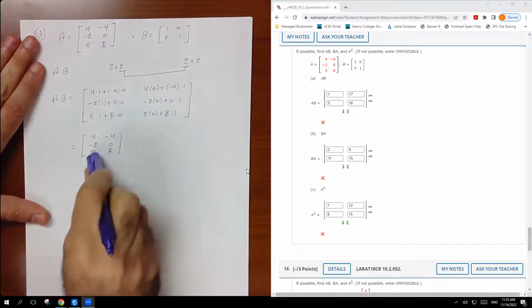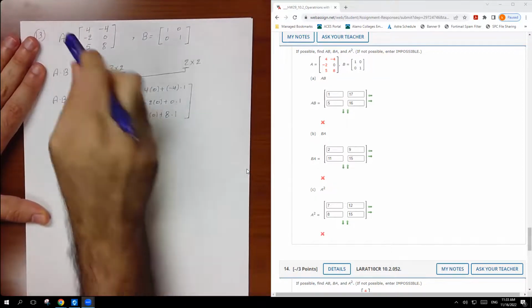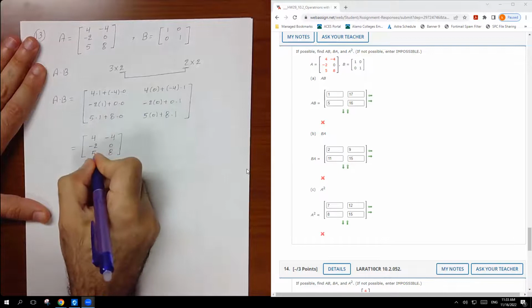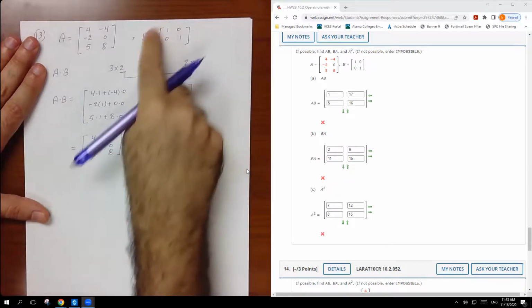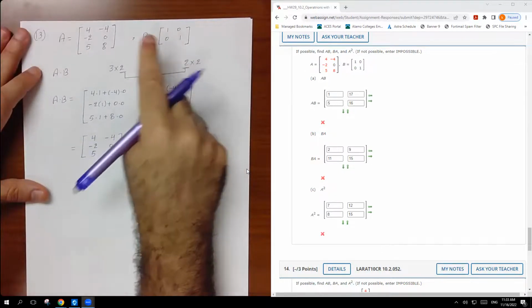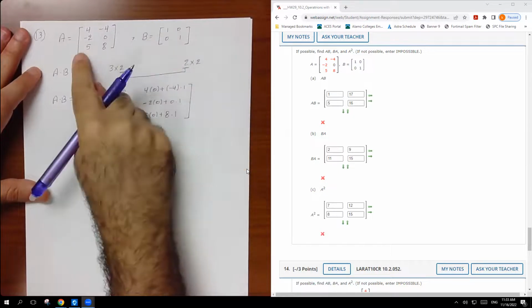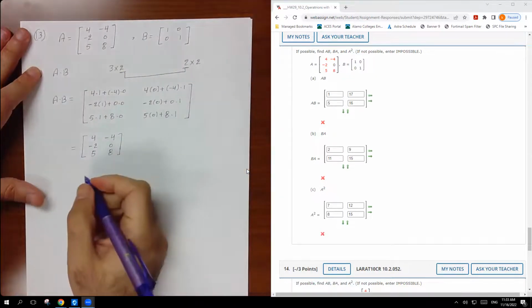Why? We got exactly the same matrix A. Because if you look at this matrix, it is the identity matrix. If you multiply A times the identity matrix, of course, it's going to be A. So this is for the first one.